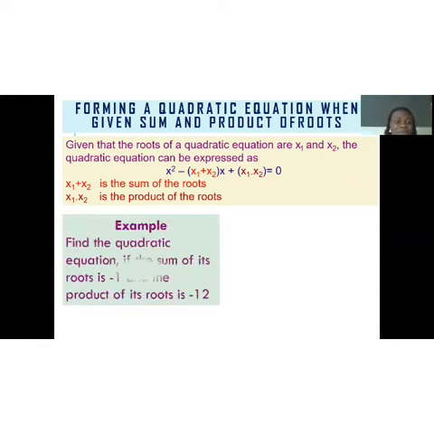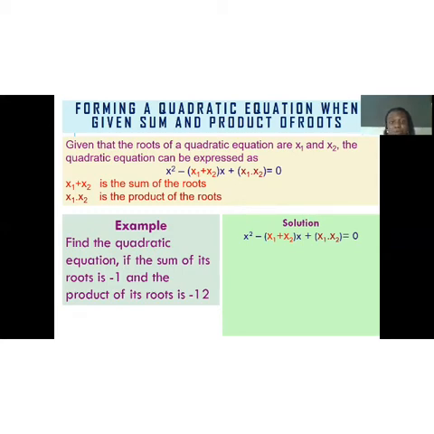For example, you're to find the quadratic equation if the sum of its roots is minus 1 and the product of its roots is minus 12. So let's go back to our original expression. The equation is x squared minus (x1 plus x2) x plus x1 times x2. Now, our x1 plus x2, that's the sum of the roots, is minus 1 here. So wherever you see x1 plus x2, you just need to put minus 1. Then wherever you see x1 times x2, you just need to put minus 12. So it should look like this.